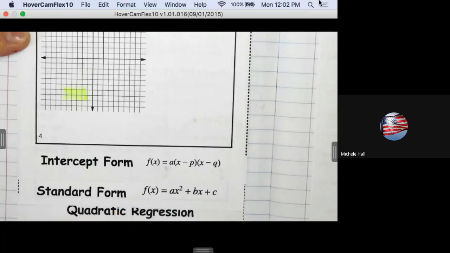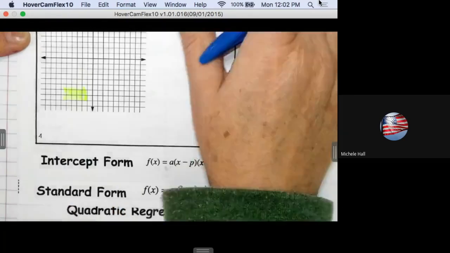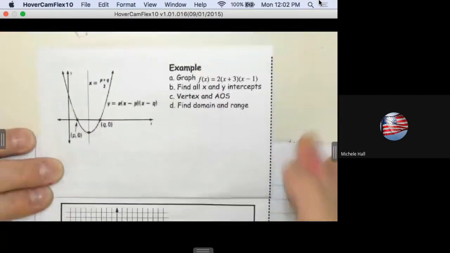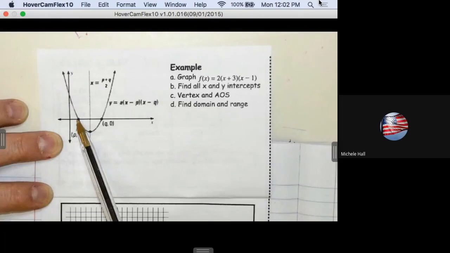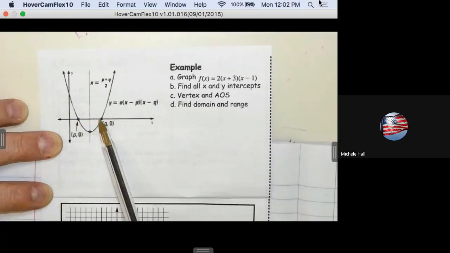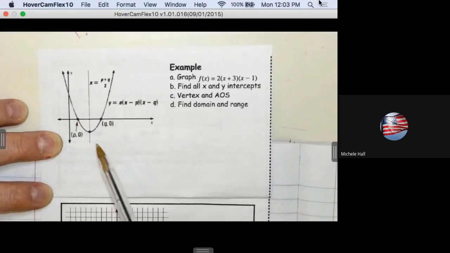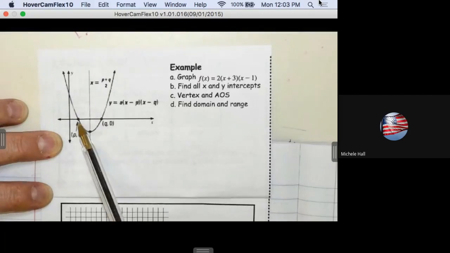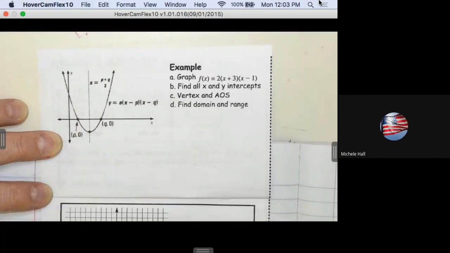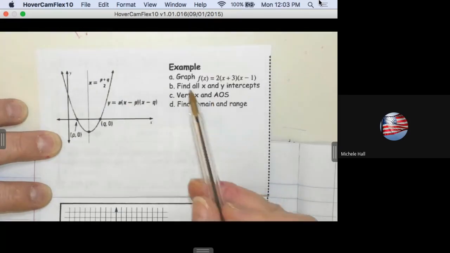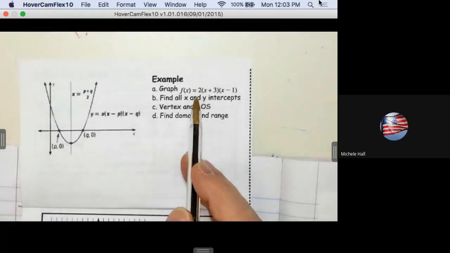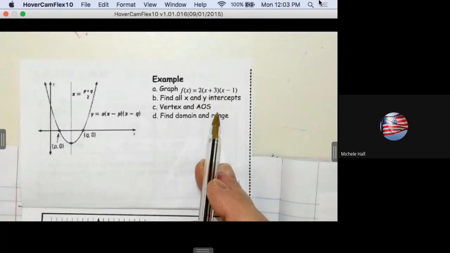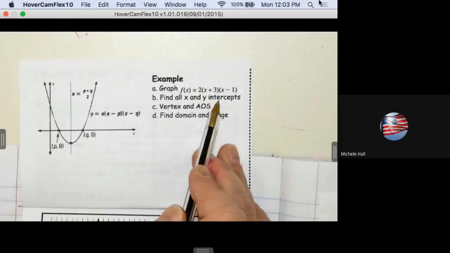So we're not talking about y-intercepts here. We're talking about the x-intercepts. You can look at the picture right here and see that this would be x is P, 0. So I go over P units, that's an x-intercept, and I go over Q units, and that's an x-intercept. So we are looking for x-intercepts in intercept form. All right, here we go. So we have this function, f of x equals 2 times x plus 3 times x minus 1. Find all the x and y intercepts.